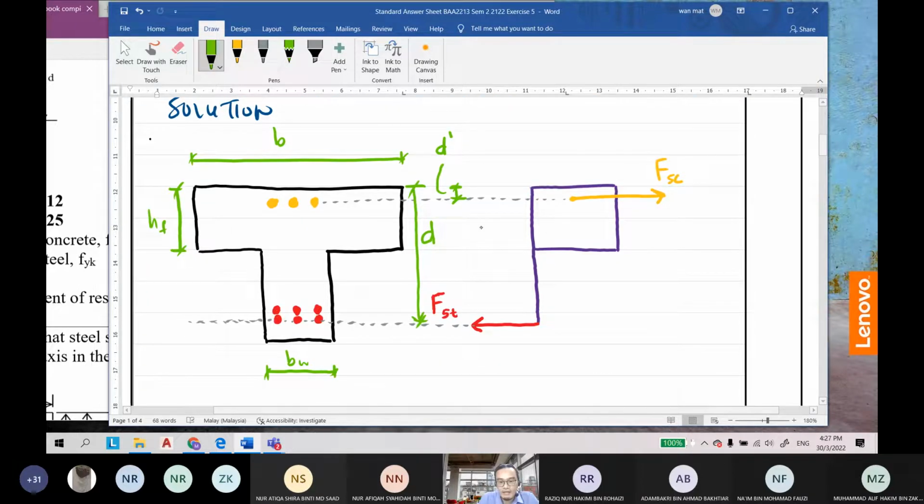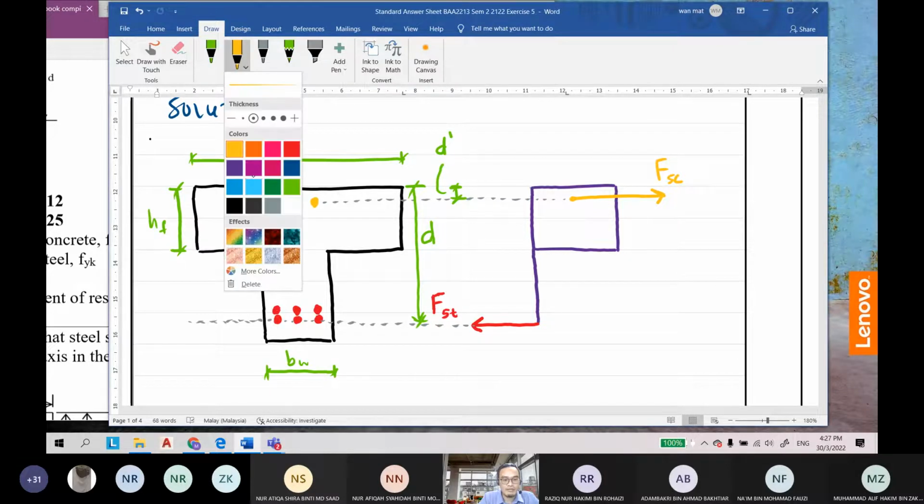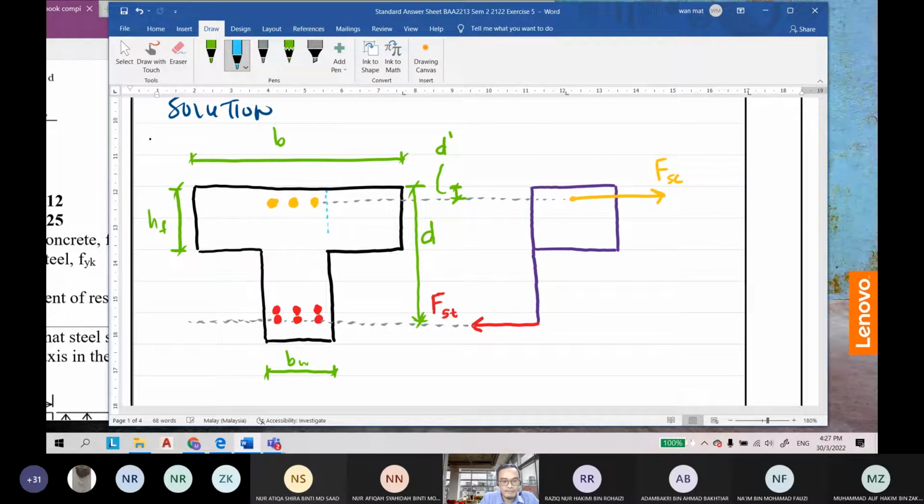Okay, and then what else? So we also have the compressions from the main beam. Okay, this one. I use the light blue, from this one. Let's say it's here. Let's say it's up to here.